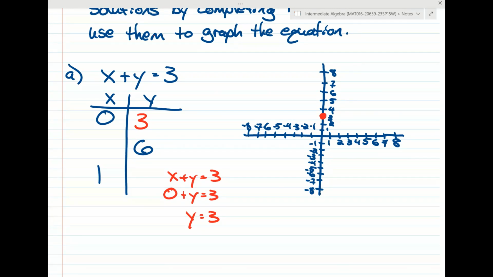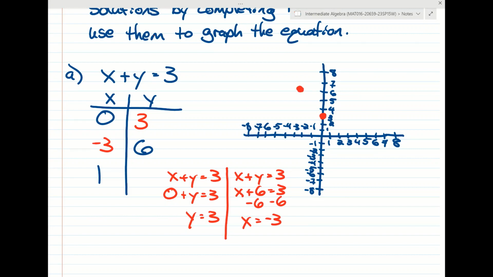The next one we have y is 6. So if y is 6 and x plus y is 3, if you subtract 6 on both sides, you get x is -3. I'm going to go to -3, go up to 6, and put a point.